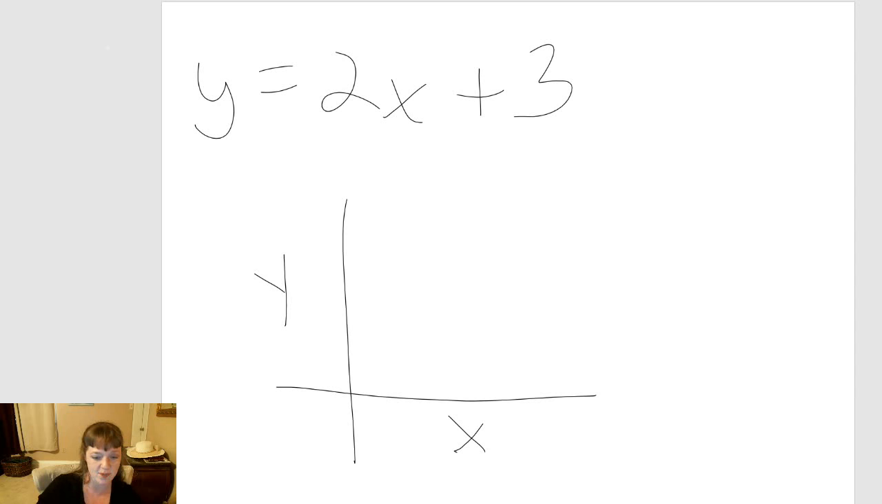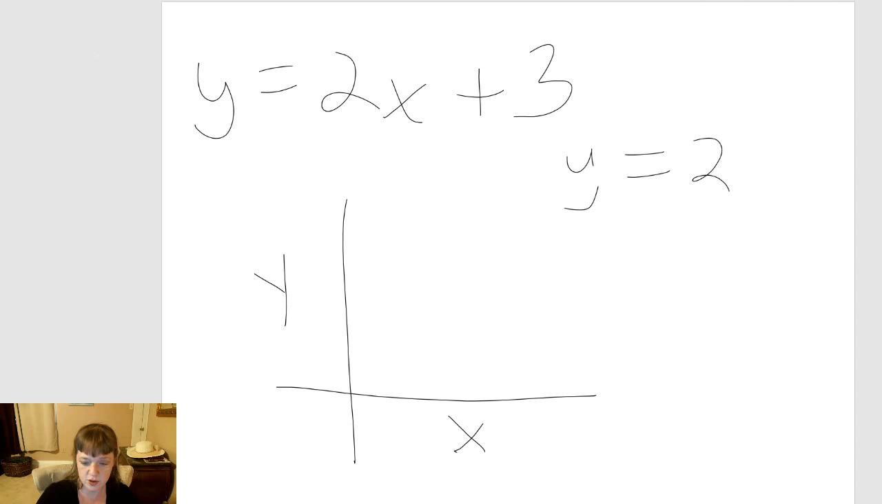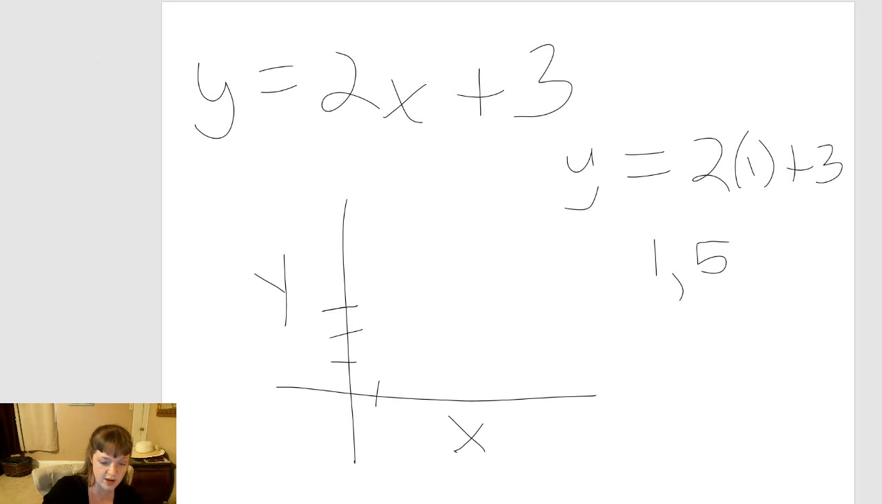Hopefully this is ringing a bell. And so then I put in a number for x. Let's put in 1. So I put in 1 here, and I end up with y equals 2 times 1 plus 3. Well, 2 times 1 is 2, plus 3 is 5. So I end up with x is equal to 1 and y is equal to 5, right? So I find 1 on here, and 1, 2, 3, 4, 5 on here, and then I've got my point.